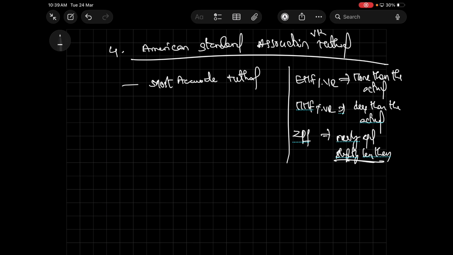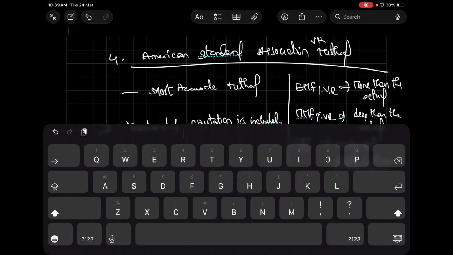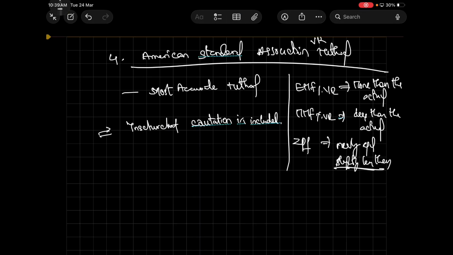Why is it the most accurate? Because even here, I'm including the unsaturated excitation. Unsaturated excitation is included, okay. As I'm including the unsaturated excitation, that's why we are getting the actual value. We are getting the estimated value also nearly the same as that of the actual value.